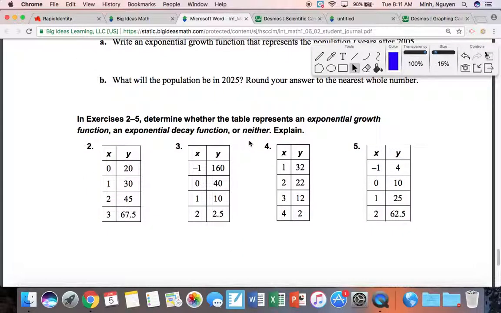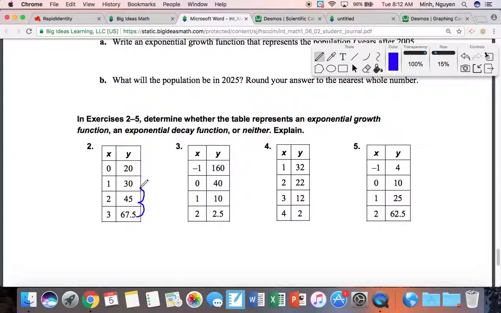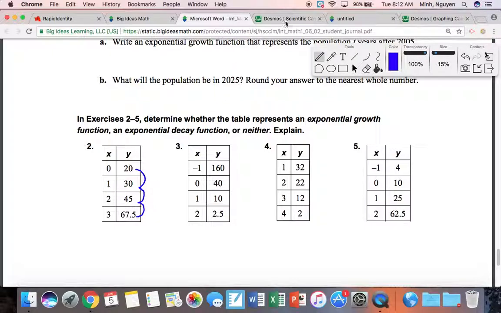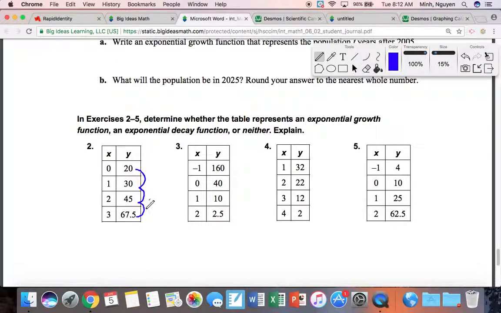Determine whether the table represents exponential growth, exponential decay, or neither. I realized that I didn't show you how you could get this. On a calculator, you would just take each term and divide by the previous term. So I would take 30 and divide by 20, and take 45 and divide it by 30. You just have to see if you're getting the same thing. Let's start at the bottom and go upwards. 67.5 divided by 45 is 1.5. Okay, so 1.5.